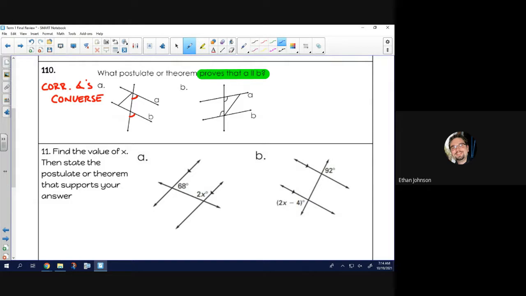In B, once again, we have two congruency marks between those two angles. So that would be our alternate interior angles. Once again, converse.